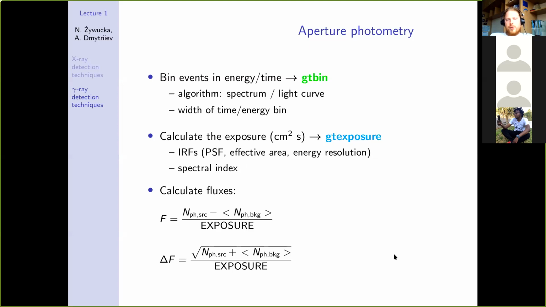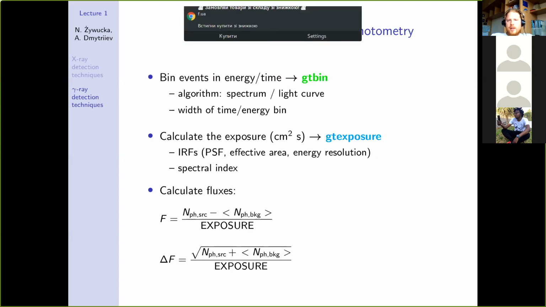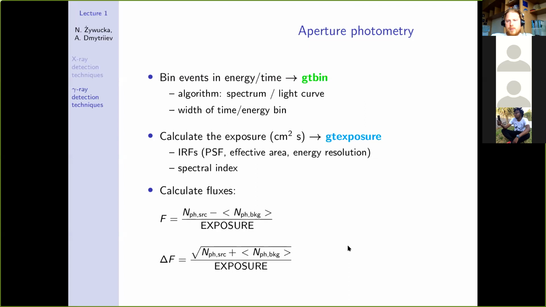So the spectral index is also affecting your exposure calculation, because it needs to assume a certain source model, because you have dependence on the energy. So in order to interpolate that, you have to provide a good guess about the spectral index of the source during that time interval. So if you don't know, you specify, for instance, -2, and then when you get your spectrum, if you see it's very different, you can rerun the analysis with a different one, so it can be iteratively improved.